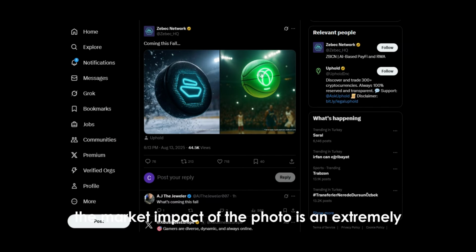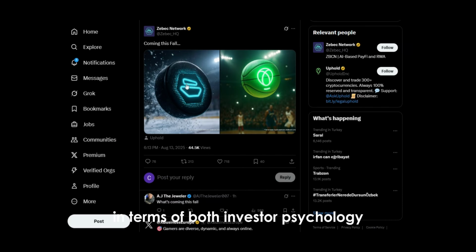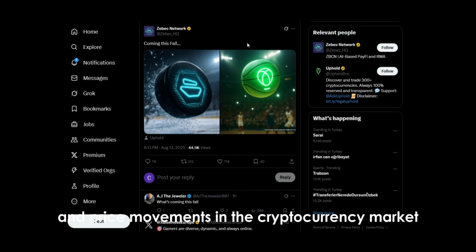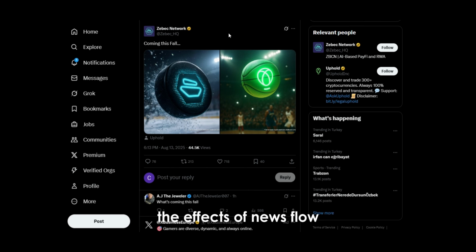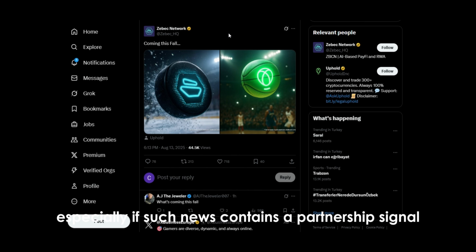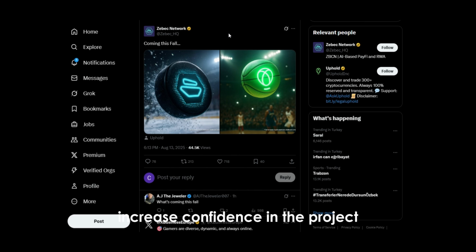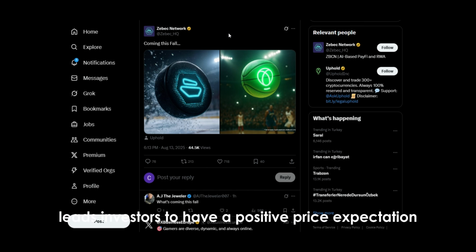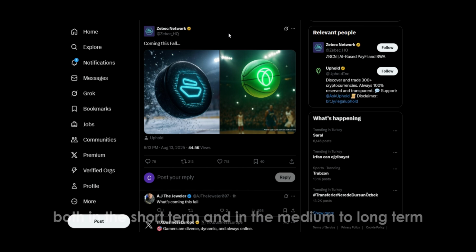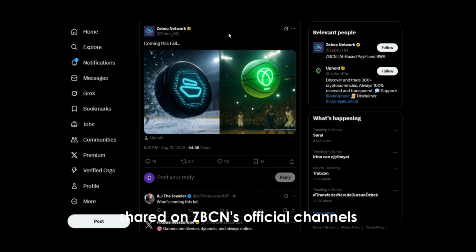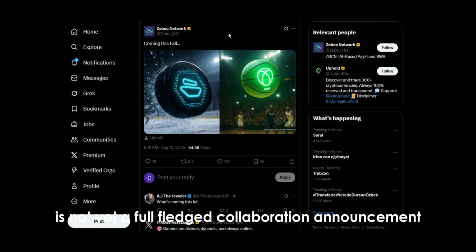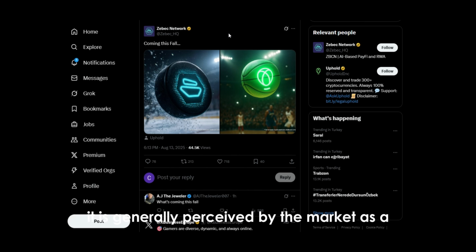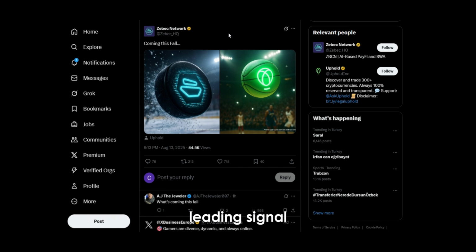The market impact of the photo is an extremely important development in terms of both investor psychology and price movements. In the cryptocurrency market, the effects of news flows and announcements on price have long been a known phenomenon. Especially if such news contains a partnership signal that can directly increase confidence in the project, this situation leads investors to have a positive price expectation both in the short term and in the medium to long term. Even though the photo shared on Zbcn's official channels is not yet a full-fledged collaboration announcement, it is generally perceived by the market as a leading signal.